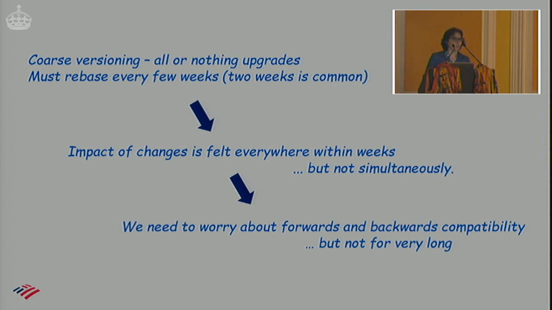Many teams have a 2-week system. Every 2 weeks, they will rebase automatically and release, whether they have changes to release or not. They will just update their execution environment so they are in sync with the rest of the universe. And what this means is that any change I make in the library that I'm responsible for is going to be felt everywhere within weeks, but not simultaneously, which is both good and bad. It's nice that I can't make a mistake and break everything on one day. It would be a very long day.